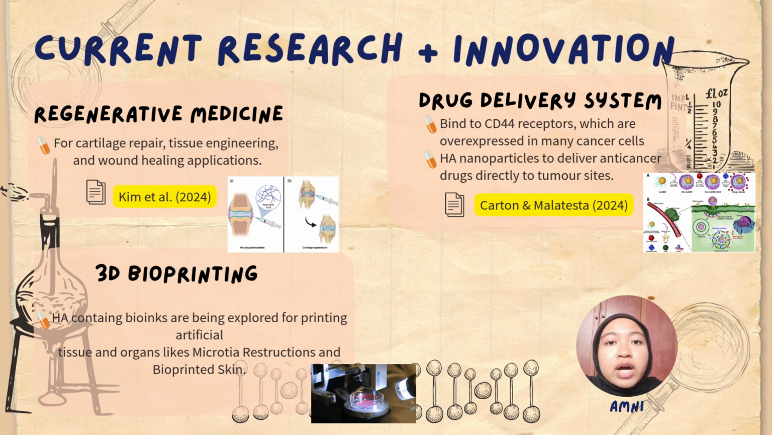The last innovation of hyaluronic acid is 3D bioprinting. Hyaluronic acid is also used in 3D bioprinting as a bioink. It helps to create tissue structures to support cell growth. For example, a bioprinted implantable ear is being investigated for microtia reconstruction, and bioprinted skin is being developed to treat burn injuries and chronic wounds.